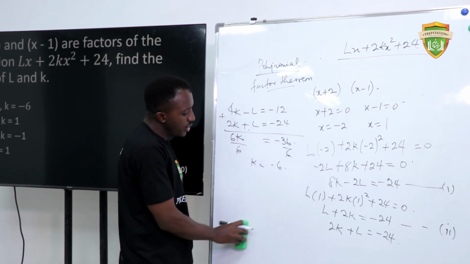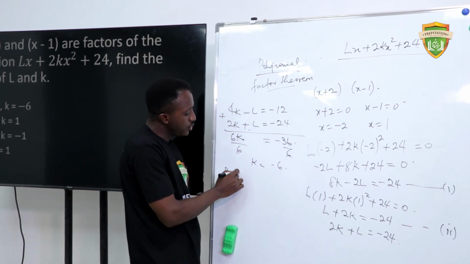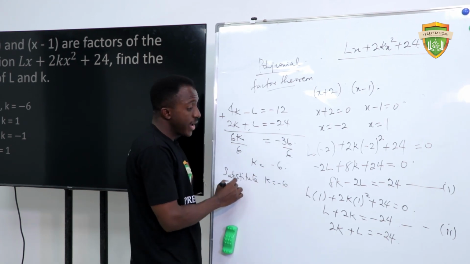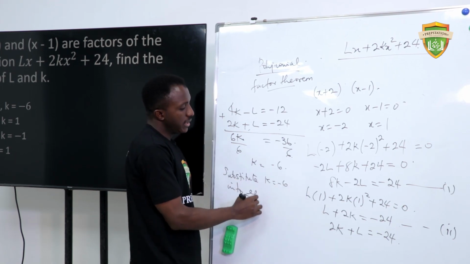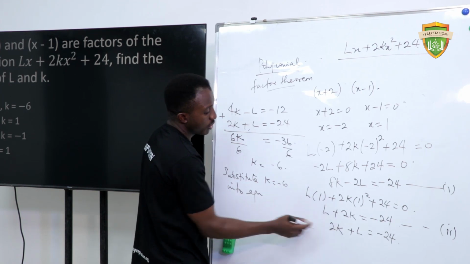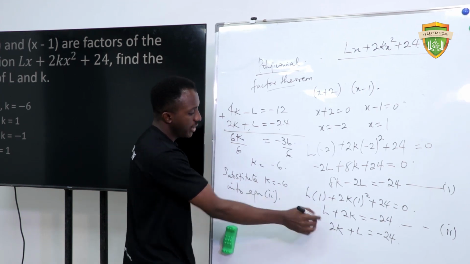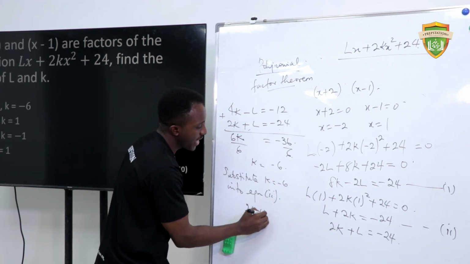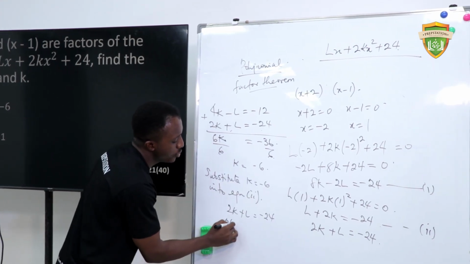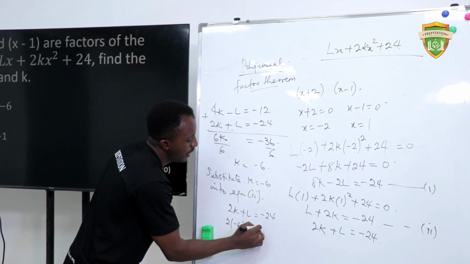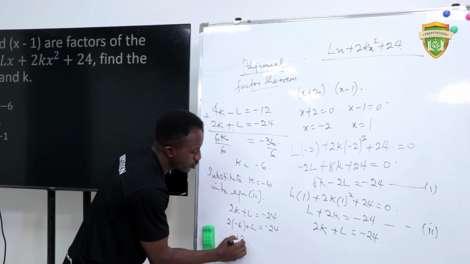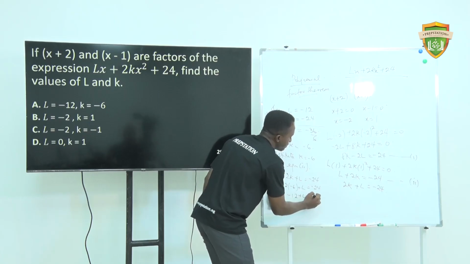Now the next thing we do is to substitute k equals minus 6 into any one of the two equations. Now let's use equation 2. Equation 2 is 2k plus L equals minus 24. Remember k is minus 6. So I have 2 times minus 6 plus L equals minus 24. 2 times minus 6 is minus 12, plus L is minus 24.